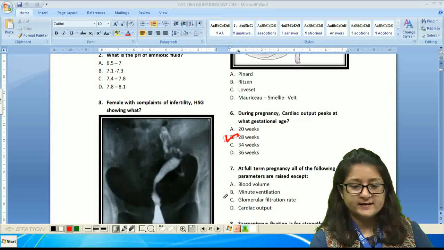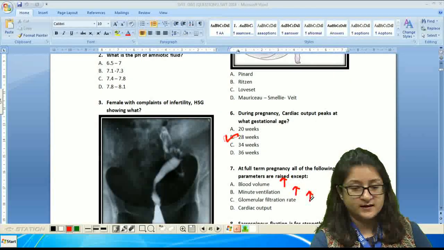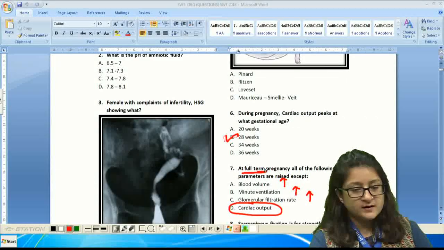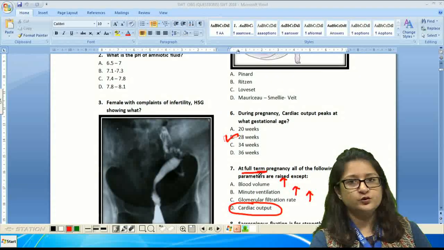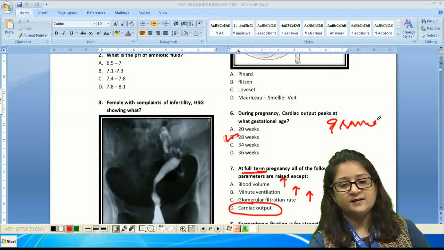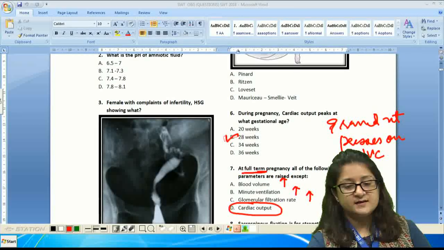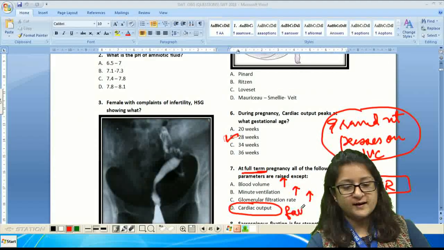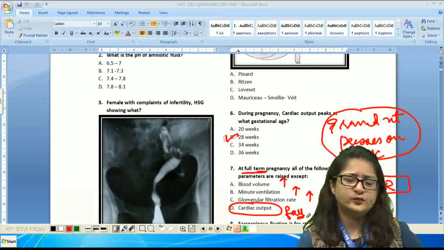And at full term pregnancy, all of the following parameters are raised except: is it blood volume? Is it minute ventilation? Is it glomerular filtration rate? You should remember that all of these are raised. Even cardiac output is raised in pregnancy, right? But at full term, what happens? The gravid uterus presses on the inferior vena cava, and that causes decreased venous return. That decreased venous return leads to a slight fall in cardiac output at term.